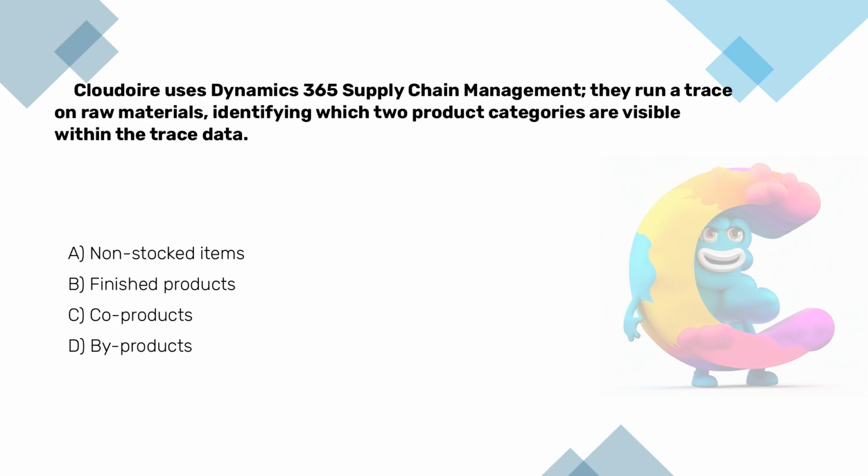We use Dynamics 365 Supply Chain Management. We run a trace on raw materials, identifying which two product categories are visible within the trace data. A. Non-stocked items. B. Finished products. C. Co-products. D. Byproducts.